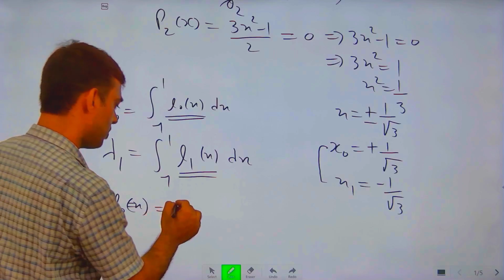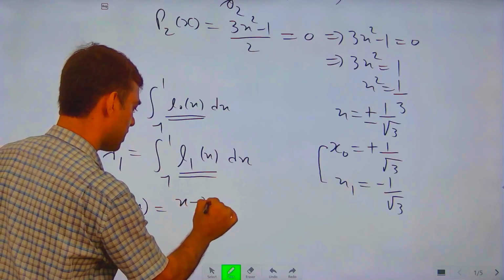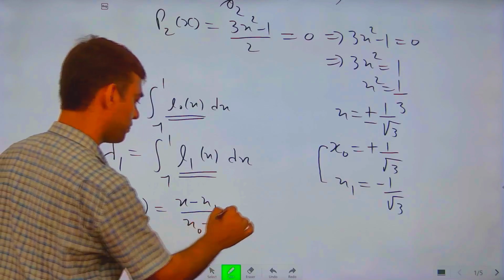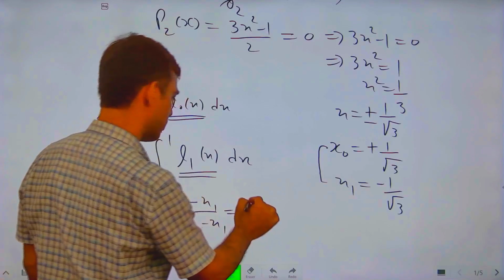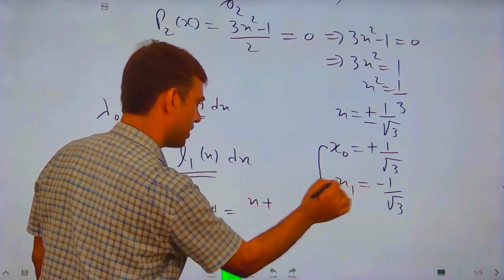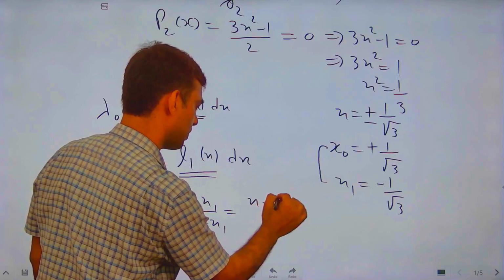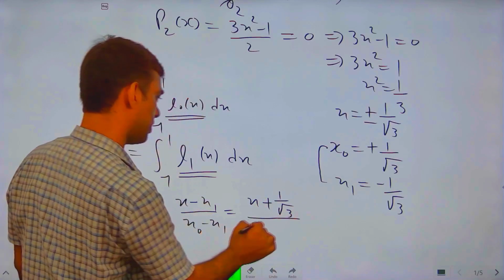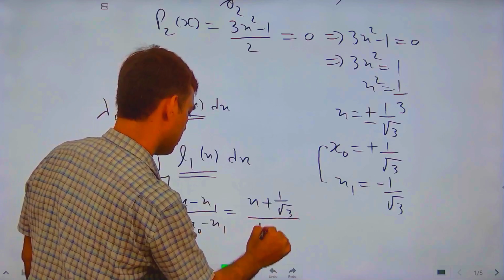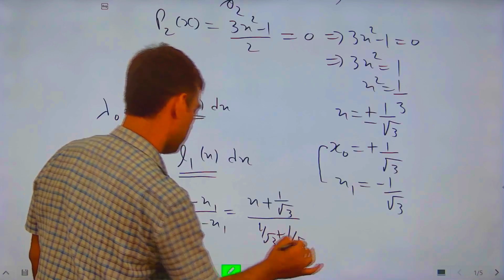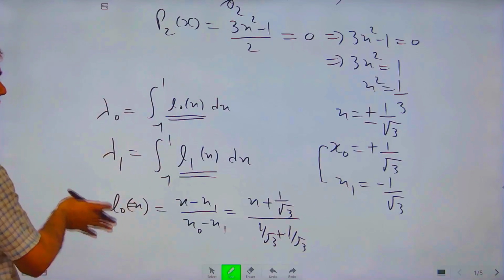So, what is L0(x)? It is (x minus x1) divided by (x0 minus x1). Here x1 is minus 1 by root 3, so x minus x1 becomes x plus 1 upon root 3, divided by x0, which is 1 upon root 3, plus 1 upon root 3. So, this is the value of L0(x).